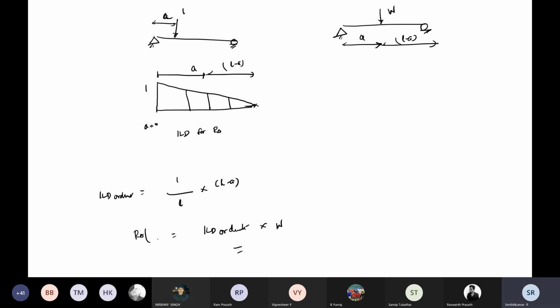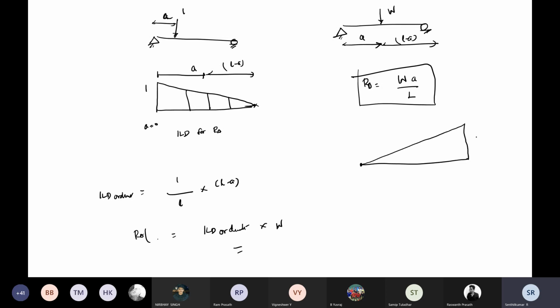Right? So like that, if I want to find the RB, what will I do? RB is equal to WA by L. In general, for a beam at A equal to 0, this is 0, and at A equal to L, that is 1. So my RB value is 1 when the load is exactly at the support, the maximum. If the load is moving, I can easily find the values based on the ordinate. This is called the ILD for RB.